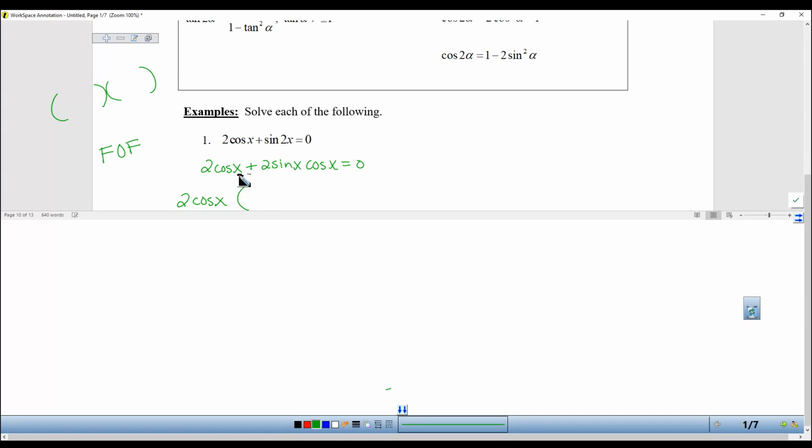And just because you took everything out doesn't mean it's gone. You have to leave a 1 there as a placeholder. And I've taken out the 2 and the cosine, so I'm left with sine. And now I can solve them individually. Either 2 cosine of x is equal to 0, or 1 plus sine of x is equal to 0. Sine of x is equal to -1 by subtracting 1 from both sides. And that happens at 3 pi halves. And don't forget to add your 2 pi n, because every coterminal answer will also be equal to -1.